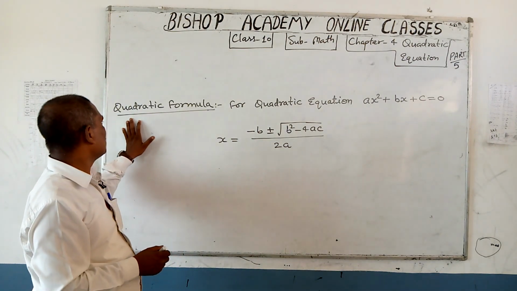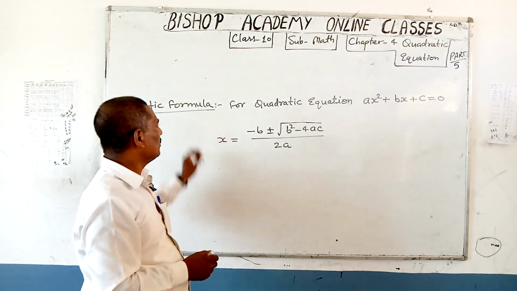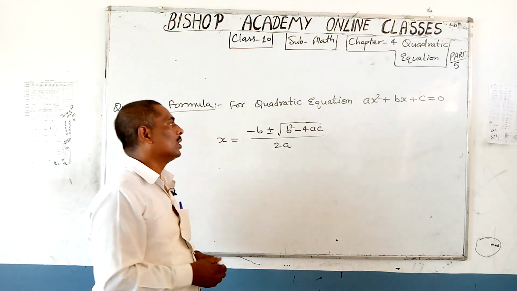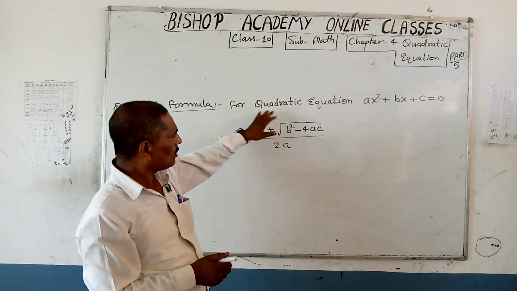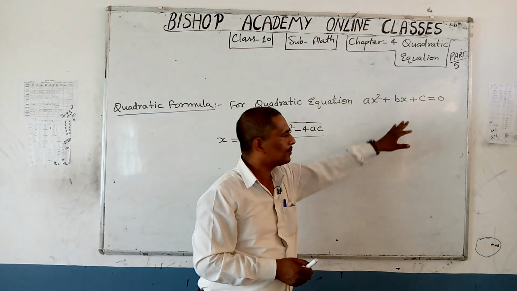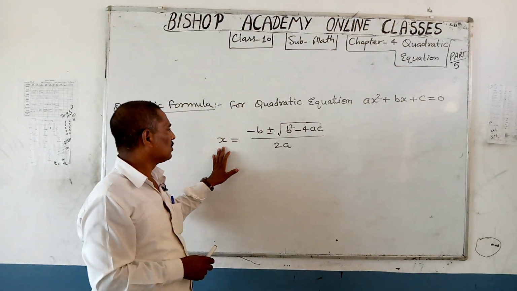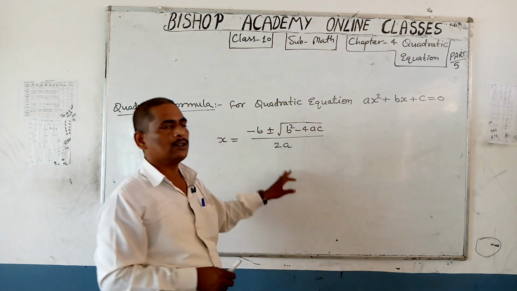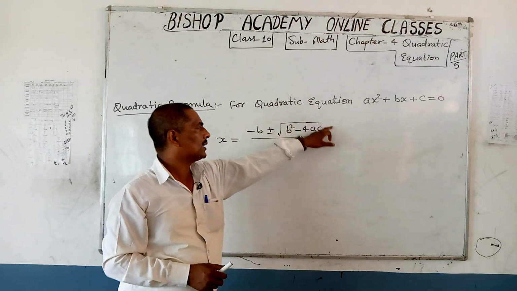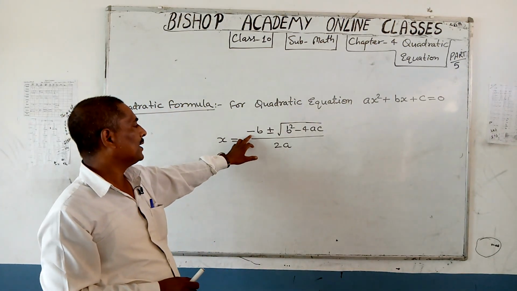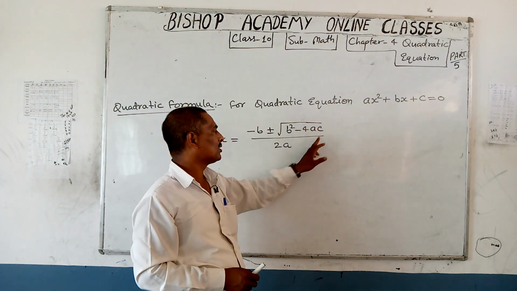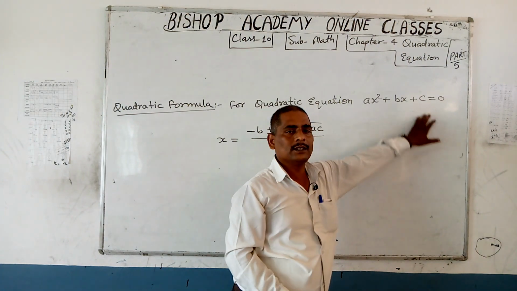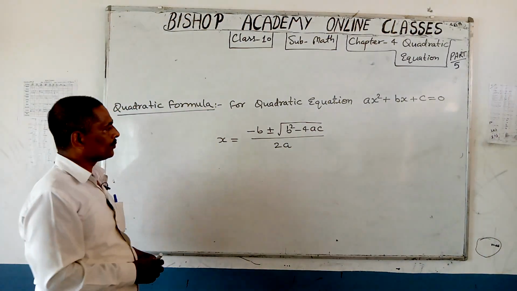Dear students, your topic is the quadratic formula. Here you have to understand what the quadratic formula is and what its use is. First of all, for a quadratic equation ax square plus bx plus c is equal to 0, x is equal to minus b plus minus under root b square minus 4ac upon 2a. This is known as the quadratic formula.